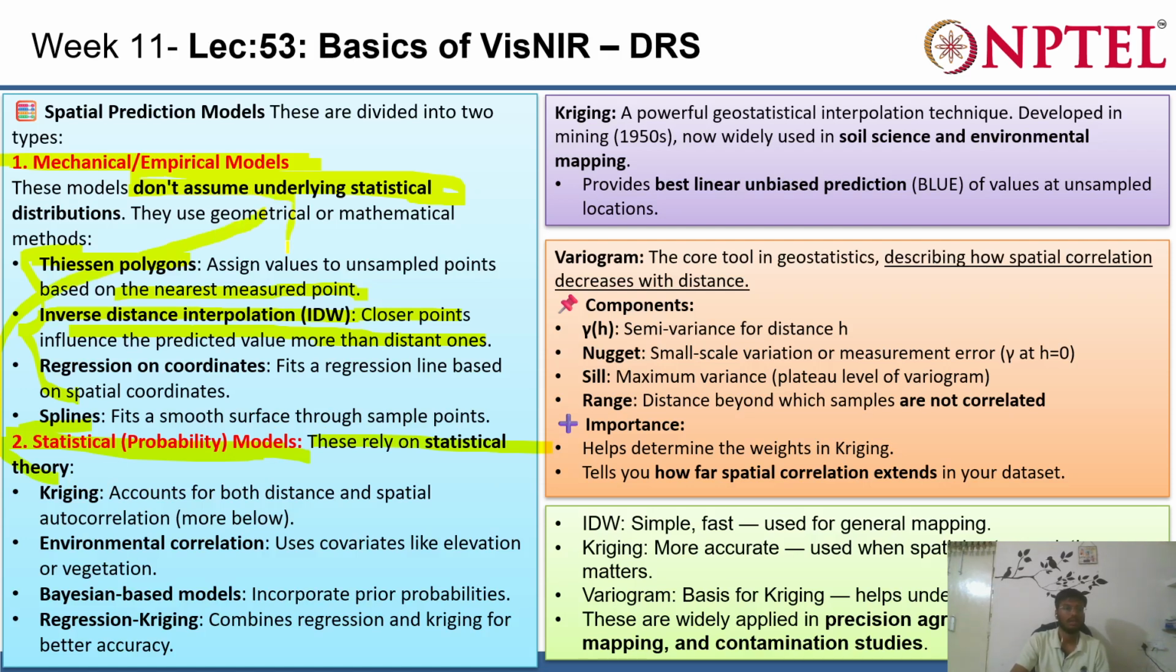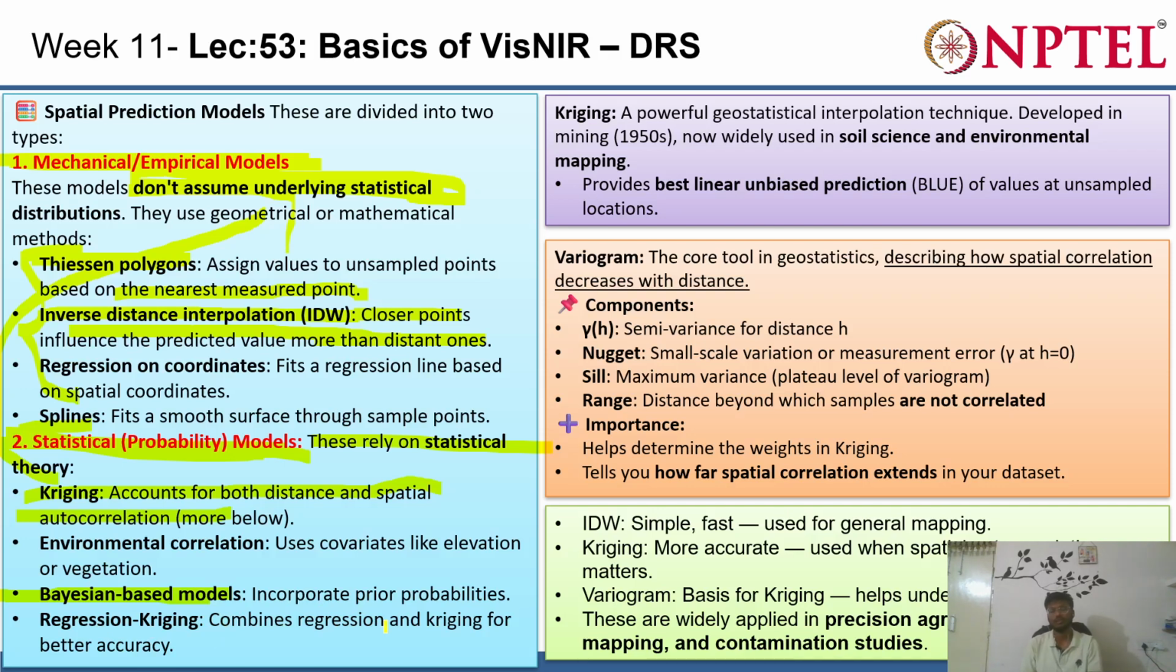Then in the case of statistical or probability models, they rely on statistical theory instead of any mechanical or empirical formulas. An example of statistical models is kriging, which accounts for both distance and spatial autocorrelation. Okay. While environmental correlation uses covariates like elevation or vegetation. Then Bayesian models incorporate prior probabilities, while regression kriging combines regression and kriging for better accuracy.